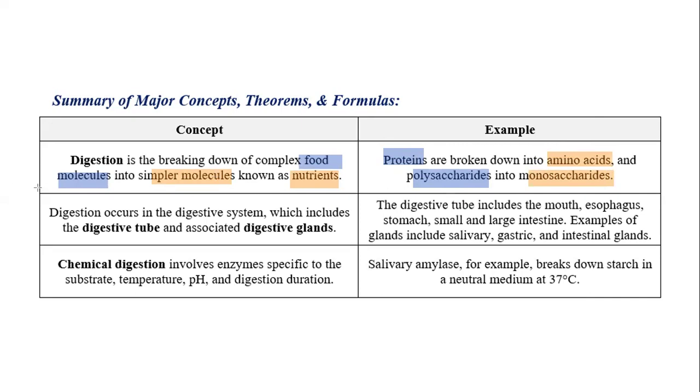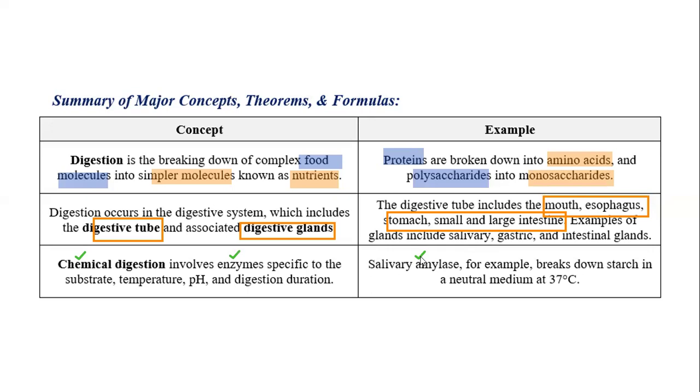Digestion happens in our digestive system that consists of 2 big parts: the digestive tubes with all of its organs, and the digestive glands, which are the accessories that are well needed by the digestive system to do digestion. Digestion includes both mechanical digestion and chemical digestion. When we say chemical digestion, we're talking about enzymes like the salivary amylase, okay?